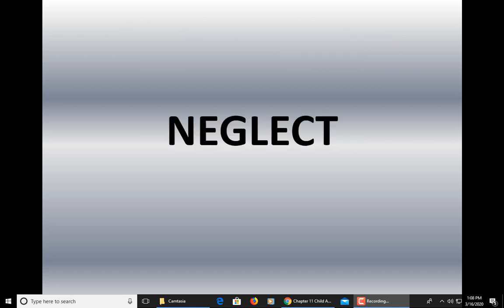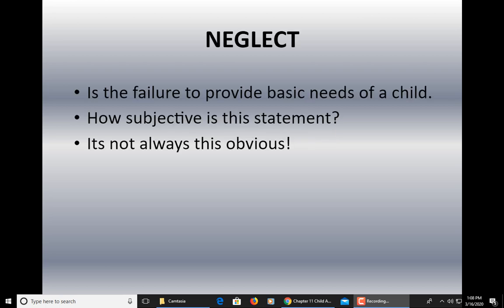Neglect. As I said before, neglect is considered the most common form of child abuse that is reported. Not that happens, but is reported. Now, I'm going to go over different categories of neglect, but let me just give you a simple definition. Look at that first bullet there. It is the failure to provide basic needs of a child.